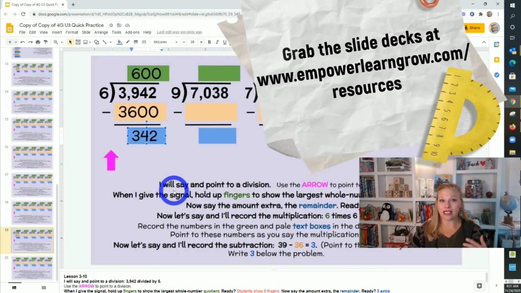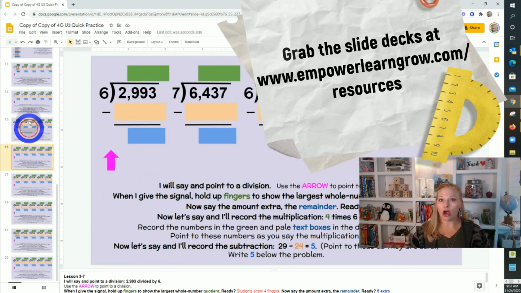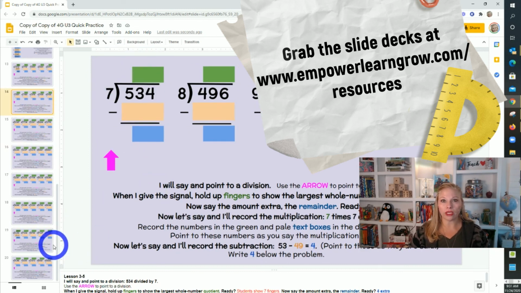But with quick practice, it's actually not about doing the problems over and over again. That would take too long. Notice this is just the first step in all of the different problems. We're only doing the first step.